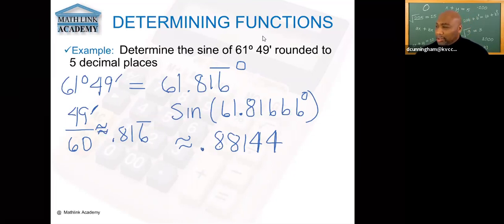When we get our answer, let's go ahead and circle that so we understand that answer. So that's the sine of 61 degrees, 49 minutes, but you've got to convert the minutes into a decimal so you're able to input it in your calculator. Once you do that, you have your decimal degree, input it into the sine function, and make sure you're in degree mode, and you should end up with that same answer.